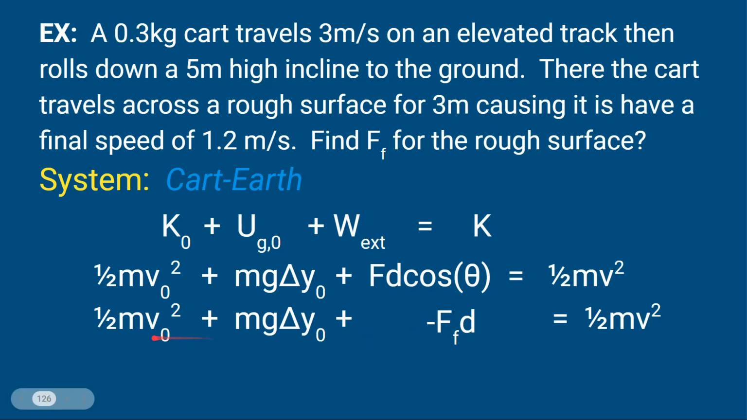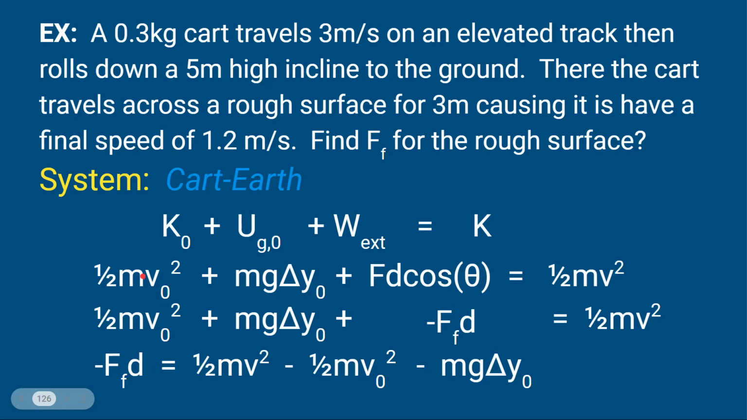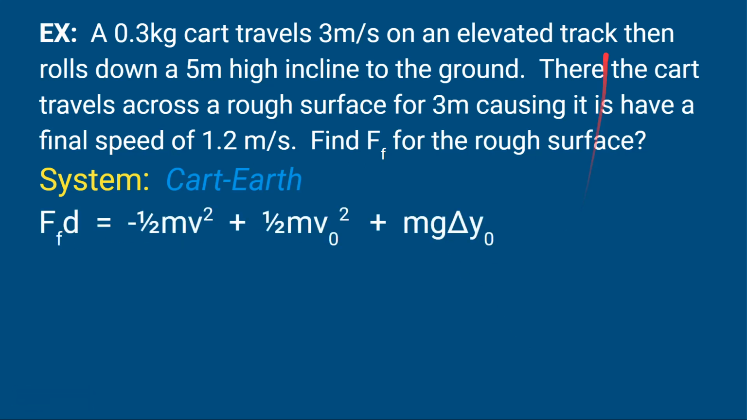So I'm going to subtract these to the other side, leaving me with this. Negative force of friction times my distance equals 1/2 mv squared minus 1/2 mv naught squared minus mg delta y naught. All I did was move these over here to the other side. I do want to get rid of this negative sign because I'm ultimately trying to solve for force of friction. So I'm just going to multiply the whole thing through by a negative, and that leaves me with this. Force of friction times distance equals negative 1/2 mv squared plus 1/2 mv naught squared plus mg delta y naught.